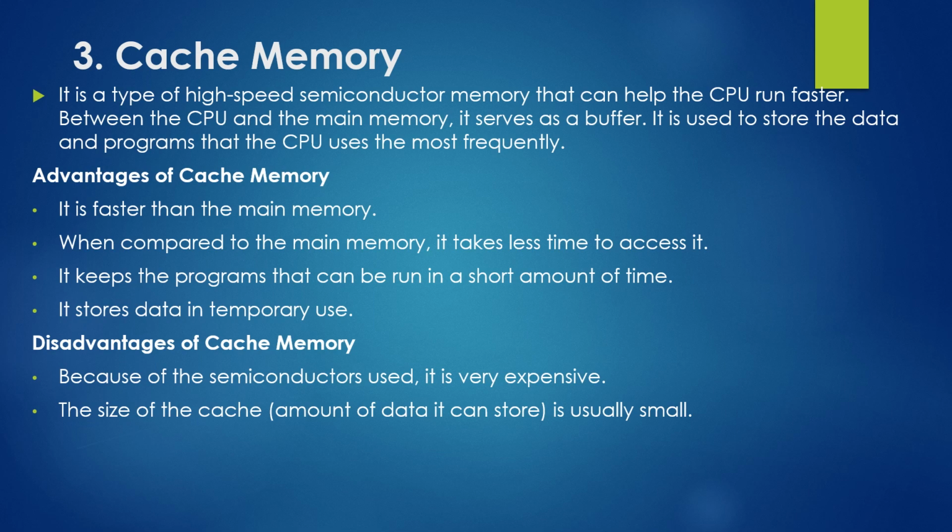The advantages: it is faster than main memory. When compared to the main memory, it takes less time to access. It keeps programs that can be run in a short amount of time. It stores data for temporary use. Disadvantages of cache memory: because of the semiconductors used, it is very expensive, and the size of the cache is usually small.